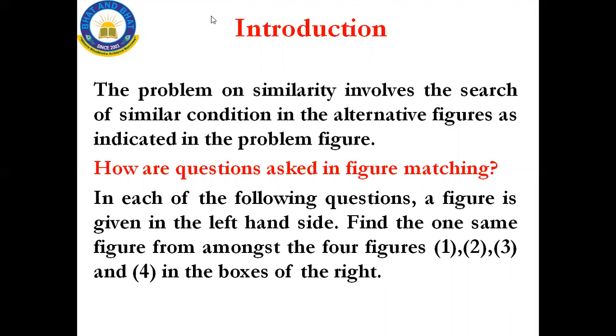Let me recall how the question is asked in odd man out. They'll give 4 figures. Among them, 3 will share common features or characters. So what we have to do is take out the one which does not belong to the group. But here they'll give one figure on the left hand side and 4 figures on the right hand side. So what we have to do is find the same problem figure in the given options.